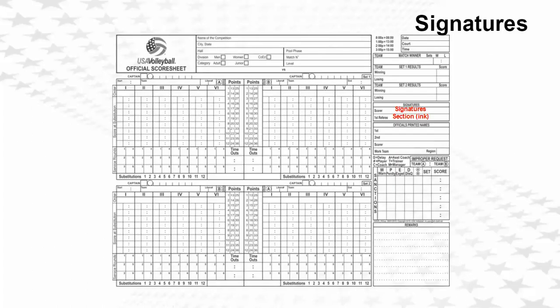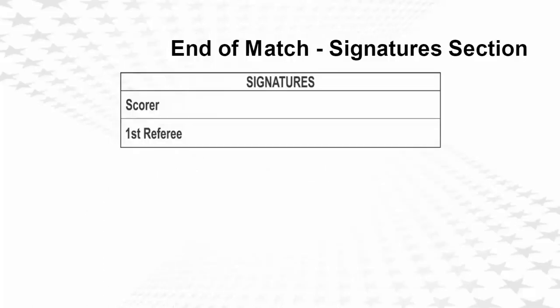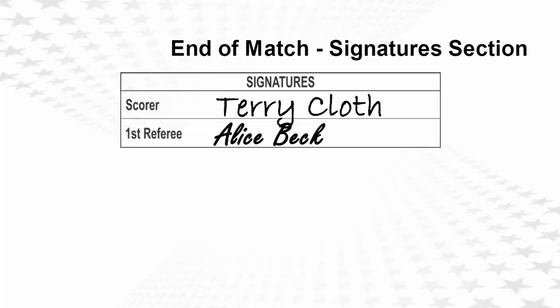Check over the score sheet to make sure everything is properly completed and make sure the signatures section is filled out. Once you know that you've completed everything correctly and have the right team winning the match, sign your name on the scorer line in the signatures section. Then, ask the first referee to sign the score sheet.